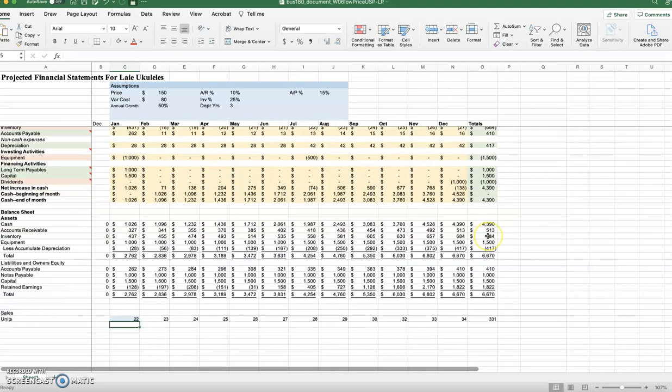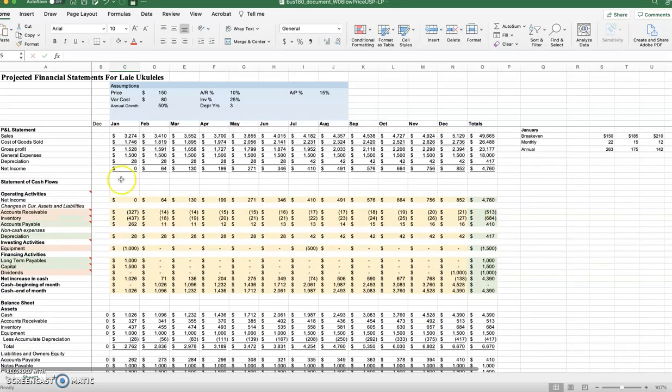And now we look here and we see that the net income has become 0, which means that our revenues are equal to our costs. So revenues minus costs equals 0. That means that's the break-even point. And any money that you take in after this, or any units that you sell after this, will become profitable to you.